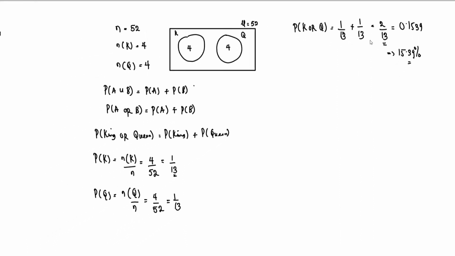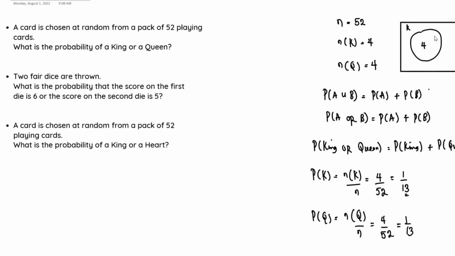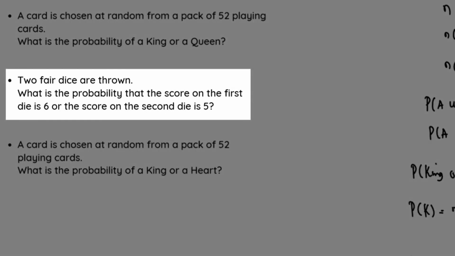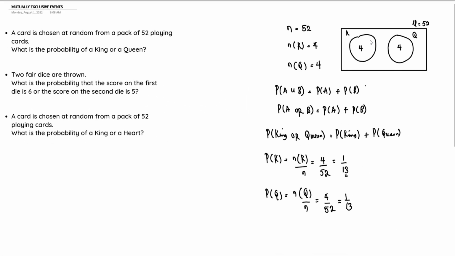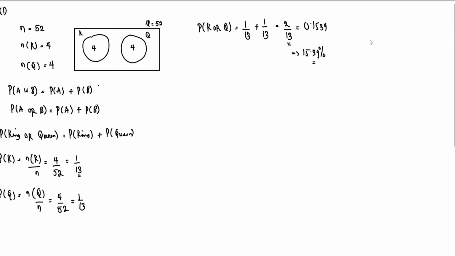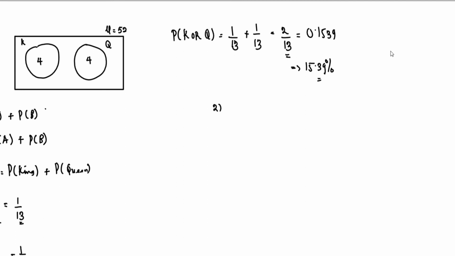So let's go back to the second question. So the second question says that 2 fair dice are thrown. What is the probability that the score on the first die is equal to 6, or the score on the second die is actually equal to 5? So this is question 1. We can just write this as question 1. So for question 2, we are talking about 2 dice. So we have the first die. So let's say die 1.